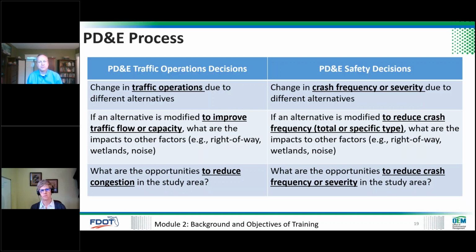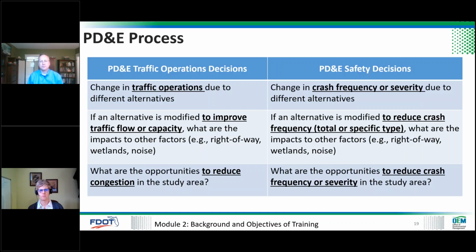So the objective of the PD&E process is to review a project and make location and concept decisions to achieve the project goals. So with this guidebook, we're demonstrating methods for bringing quantitative safety analysis into the design decisions as well. If you look at this slide, on the left are typical PD&E traffic operations decisions, and on the right are comparable safety analysis decisions. For example, the first one for traffic operations is change in traffic operations due to different alternatives. For the PD&E safety decision, it would be change in crash frequency or severity due to different alternatives.